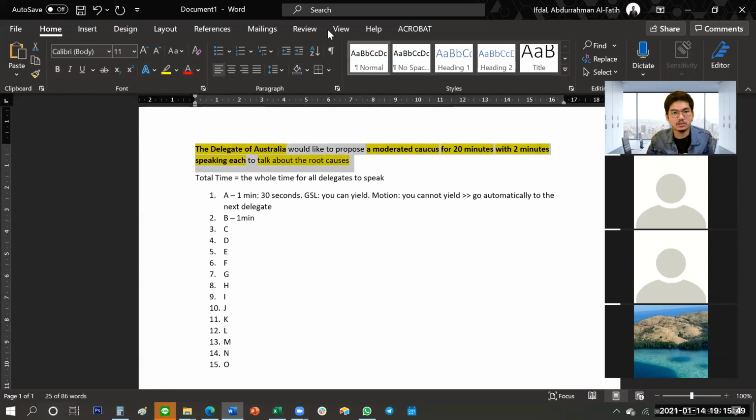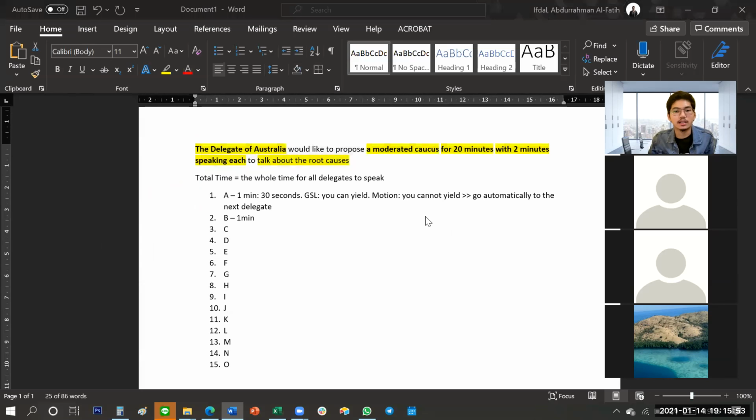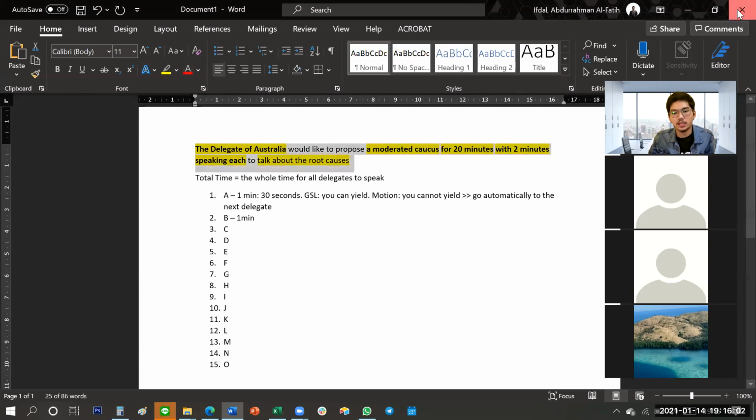I will send it to the Zoom chat if you guys need it. "Delegate of Australia would like to propose a moderated caucus for 20 minutes with 2 minutes speaking time each to talk about the root causes." I hope you guys understand this.